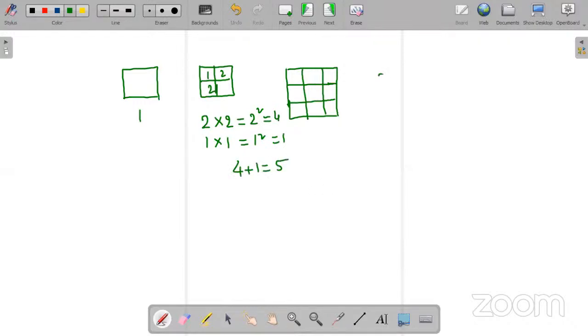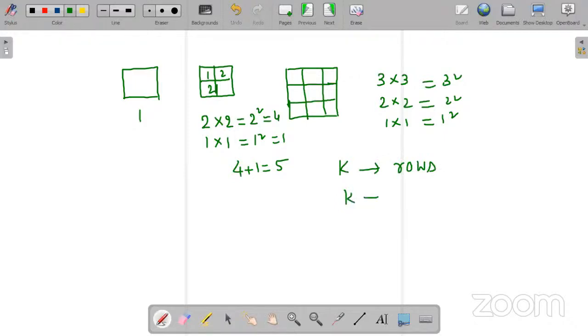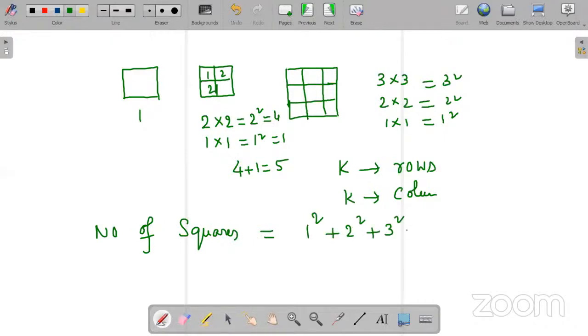In the similar manner here, 3 into 3, 2 into 2, and 1 into 1. That means 1 square plus 2 square plus 3 square. You will get the answer. For example, if there are K rows and K columns, then the number of squares in that grid is equal to 1 square plus 2 square plus 3 square plus so on up to K square.